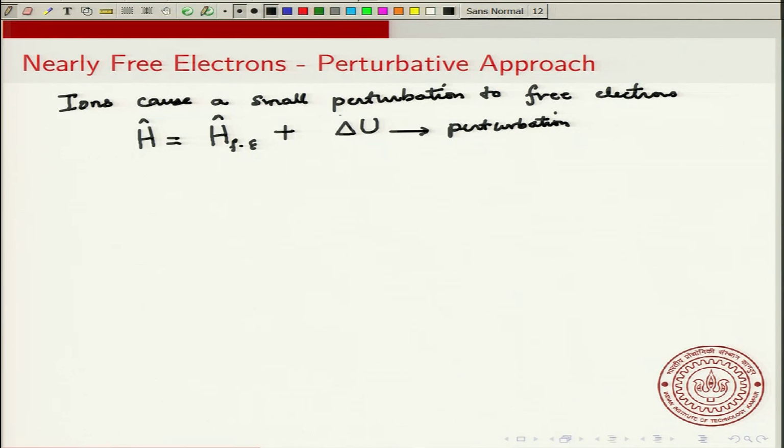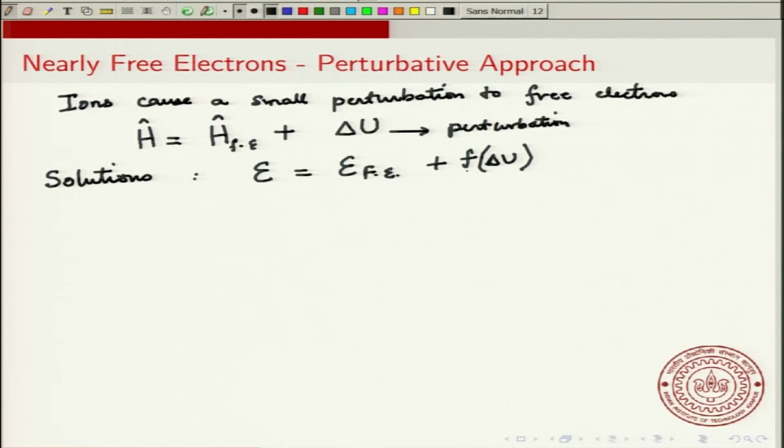The basic idea is that if this perturbation is very small, it will only affect the solutions, which will look like the energy is equal to the energy of the free electron plus something that is related to delta U. I will just write some function of delta U.